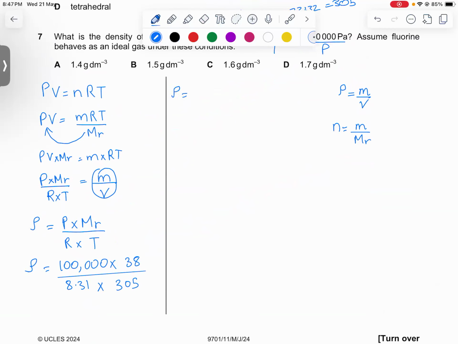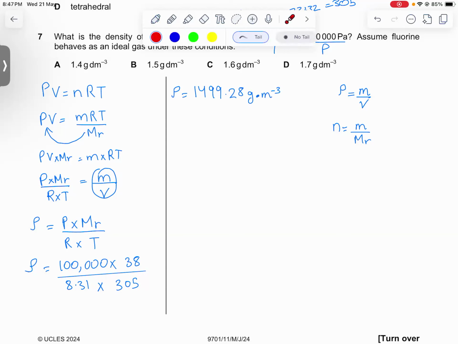So density is going to be equal to 100,000, right? 1, 2, 3, 100,000 multiplied by 38 upon 8.31 and 305. So we are getting the answer 1499.28 gram per meter cube.